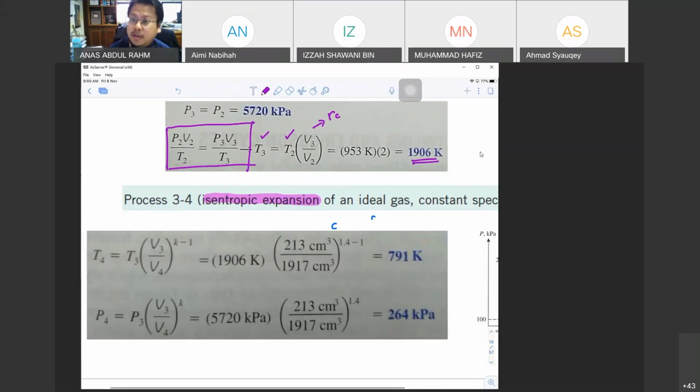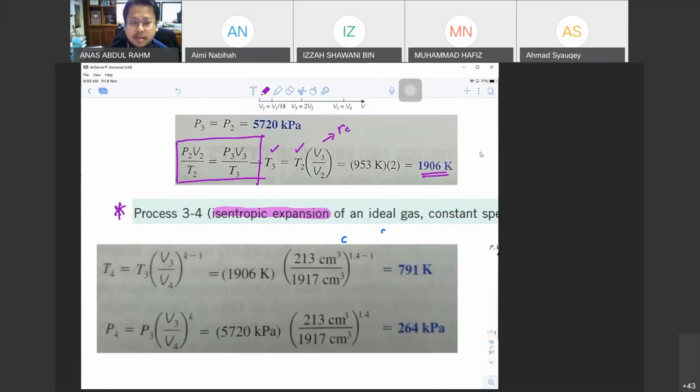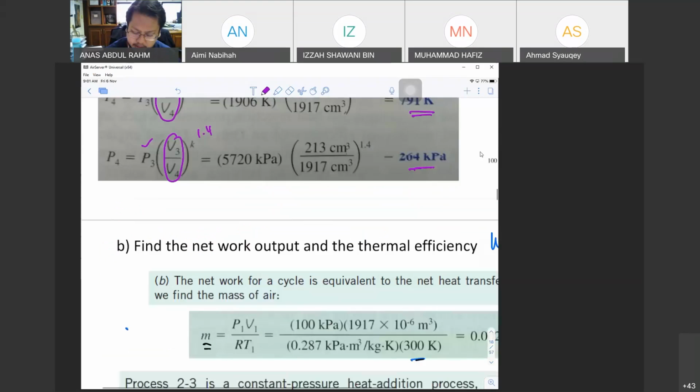Next, for 3 to 4, again, this is isentropic expansion. That's why always write down the processes involved. You use the isentropic equation. Again, this is approximate analysis. V3 to V4, we calculated the volumes before. Similarly, this was calculated before. K, we know it is 1.4, and we have T3 and P3 from before. So you substitute, you get the value. This is the isentropic equation.